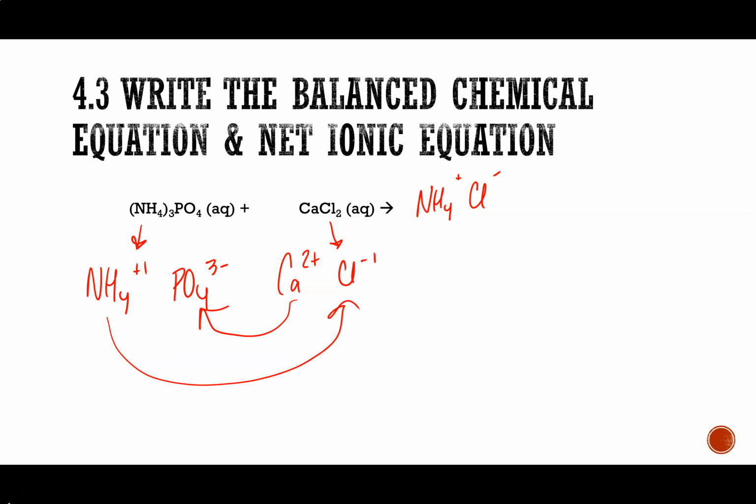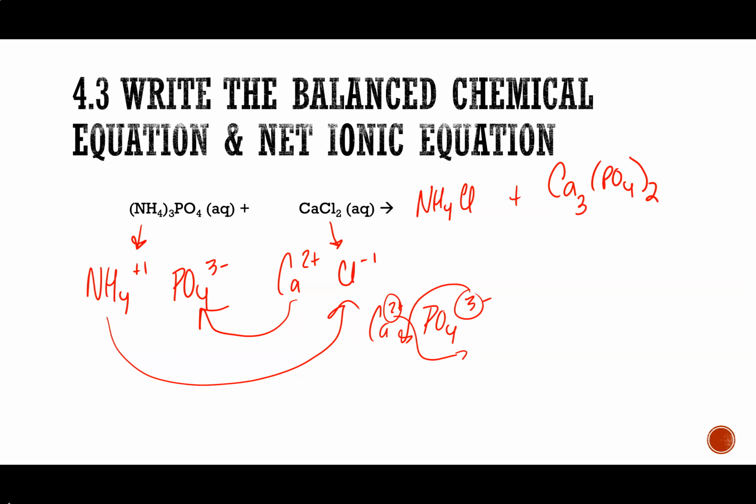Since these are both 1-to-1, my compound's going to be NH4Cl. And since these are PO4 3- and calcium 2+, we're going to take the 2, take the 3, and we're going to cross, and we're going to get Ca3(PO4)2. Okay. One thing we need to do at this point is we need to balance.